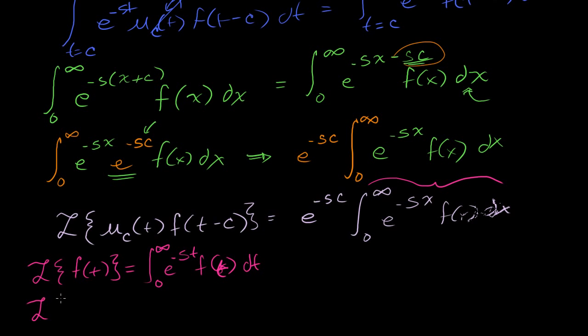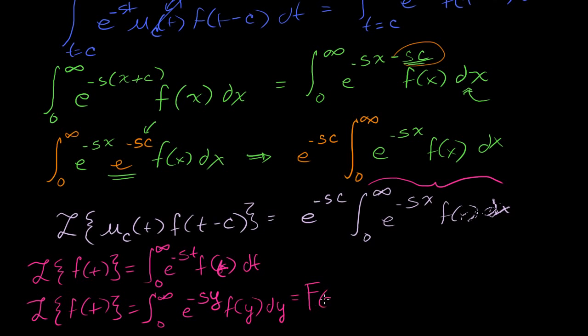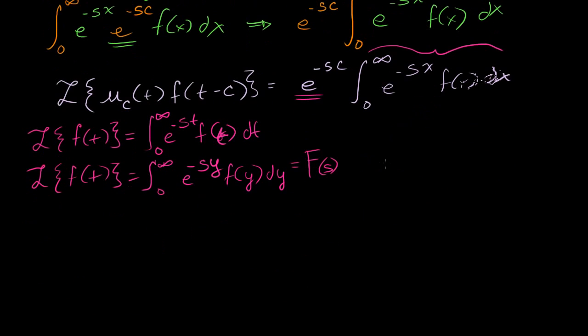I could have also rewritten this as the Laplace transform of f of t. I could write this as the integral from 0 to infinity of e to the minus sy times f of y dy. I could do it with any letter because this is a definite integral. The y's are going to disappear. And we've seen that. All you're left with is a function of s, some capital function of s. So this is interesting. This is the Laplace transform of f of t times some scaling factor. And that's what we set out to show.